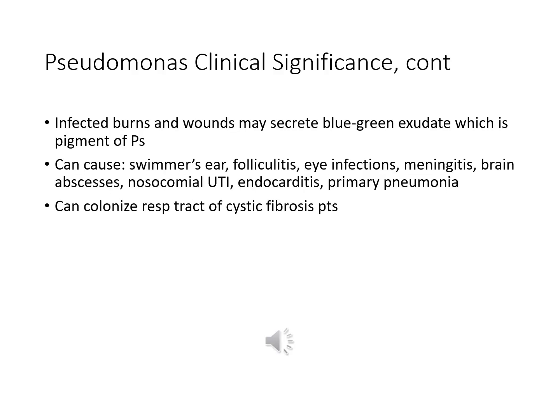Pseudomonas also can be seen with infected burns and wounds. Again, these wounds may excrete that blue-green pigment, so that pyocyanin. Pseudomonas aeruginosa is the only organism that produces that pigment, so it is a defining feature. So make sure that you remember that. This can cause swimmer's ear, folliculitis, eye infections, meningitis, brain abscess, nosocomial urinary tract infections, endocarditis, and pulmonary pneumonia.